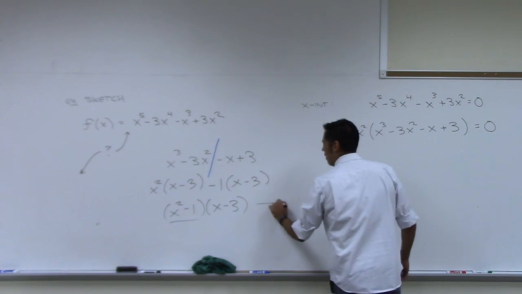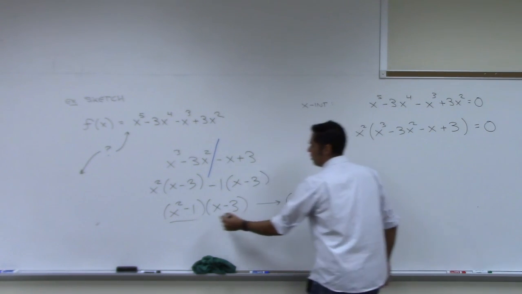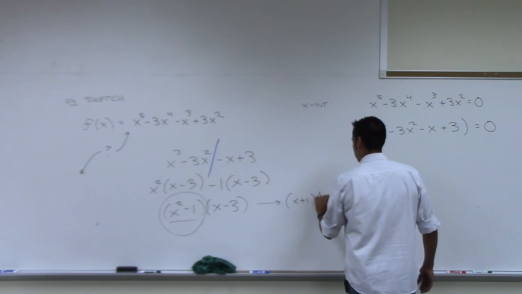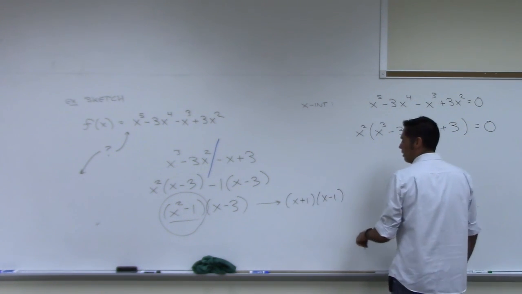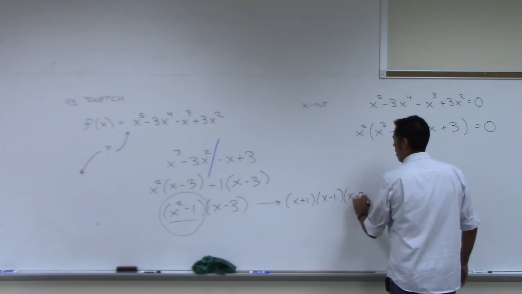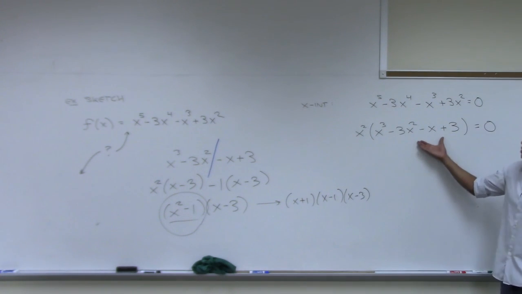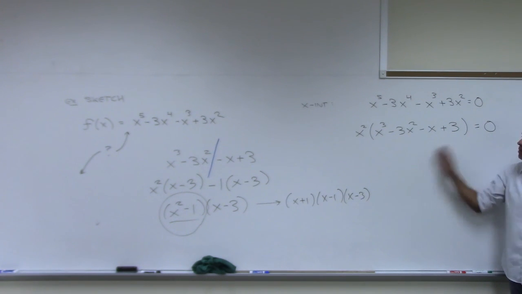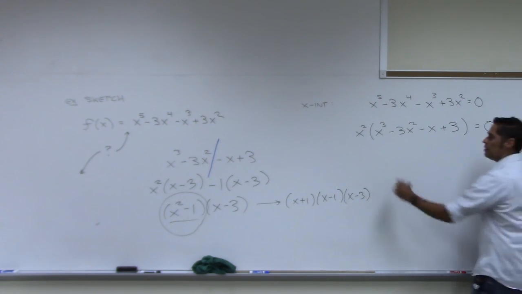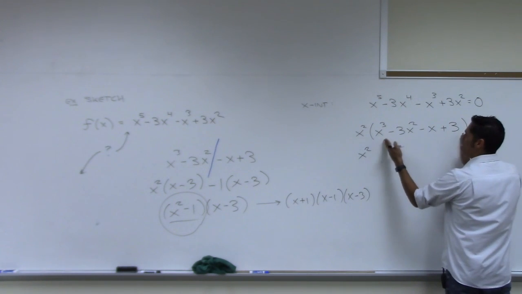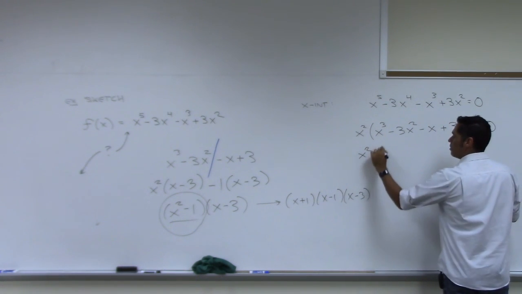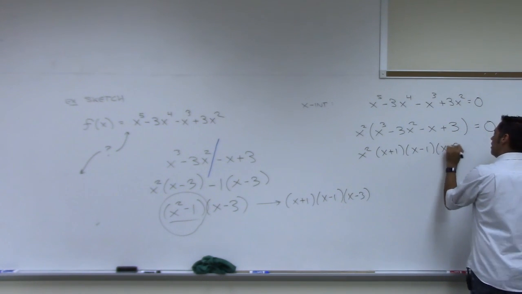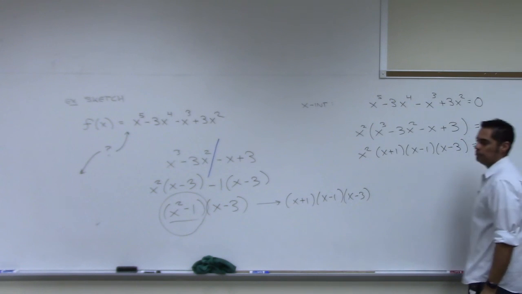All right, so this now becomes, what does this turn into right here? X plus 1, x minus 1. And then what's still there? X minus 3. Okay, so what's in this parentheses turns into those three factors. You see that? So I'm going to rewrite this whole thing now. This is x squared, and then these three things: x plus 1, x minus 1, x minus 3 equals 0.